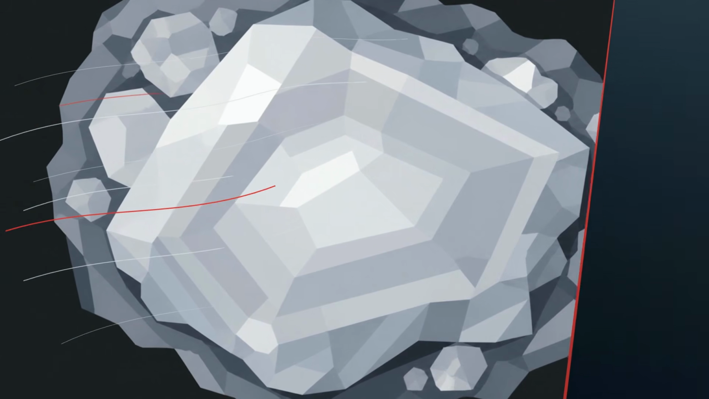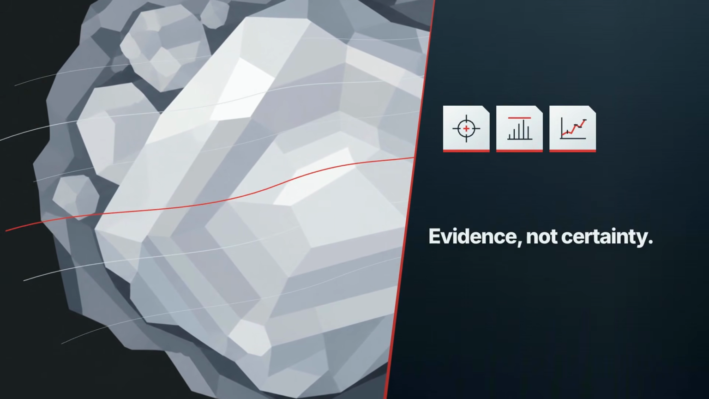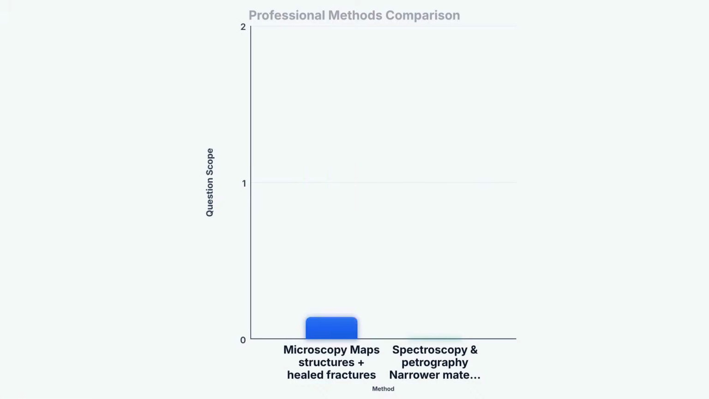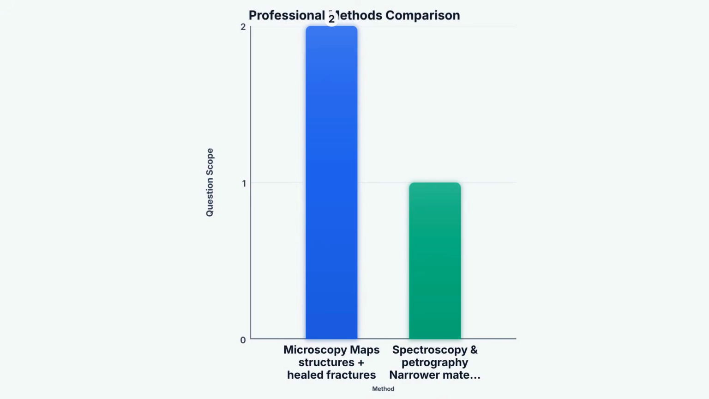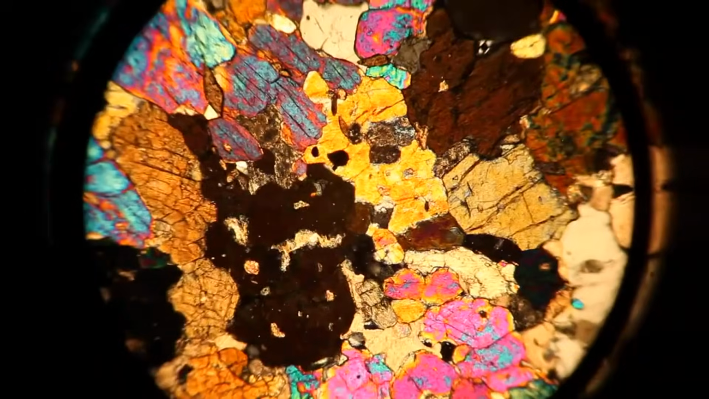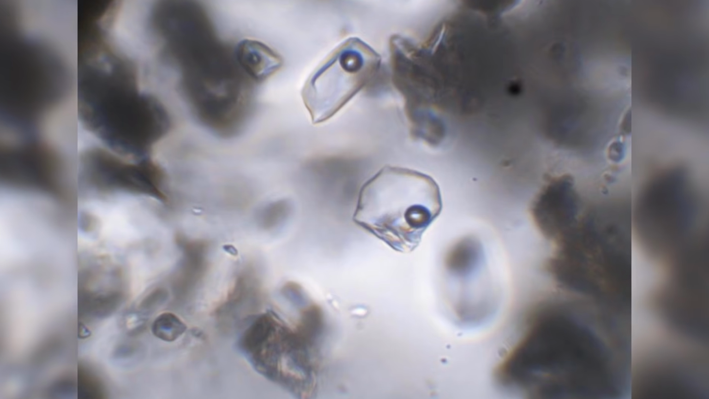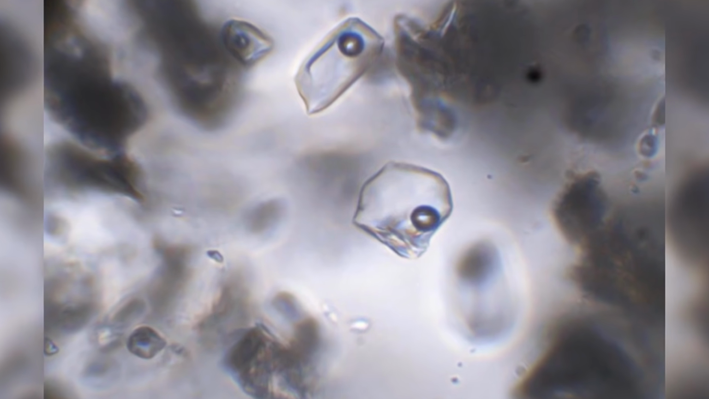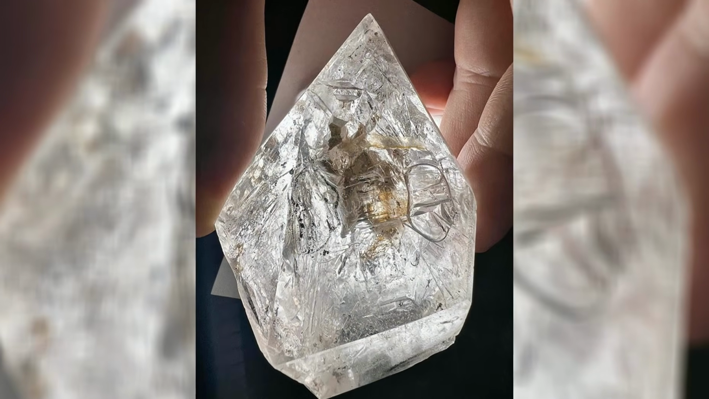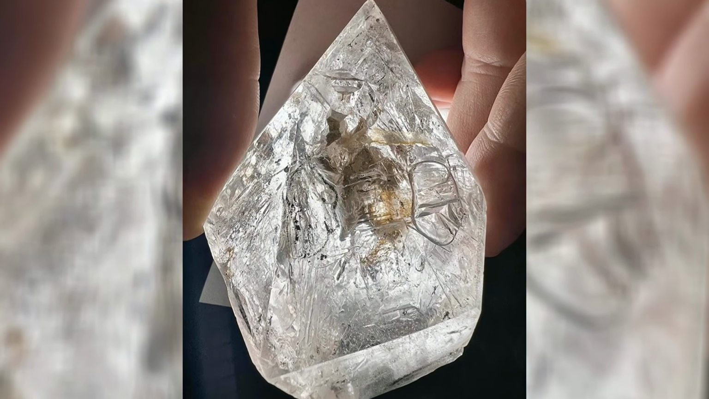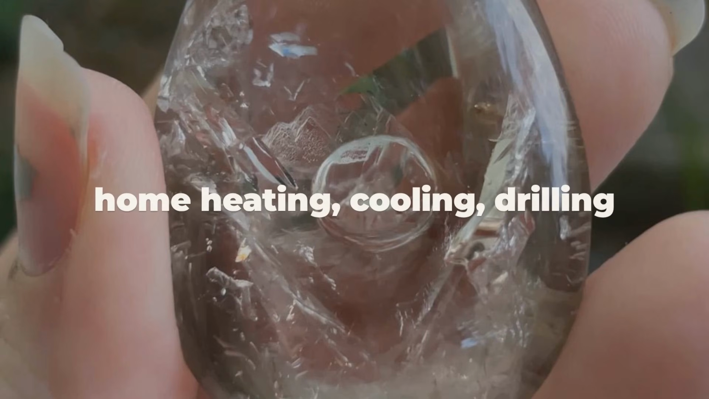A qualified gemologist or mineralogist can use microscopy to map growth structures, healed fractures, and cavity relationships more clearly than a hand loupe. Depending on the specimen and the question, spectroscopy, petrography, and controlled laboratory analysis may help identify the host, the material inside, or the conditions under which the inclusion formed. None of those methods guarantees a precise age, and none should be copied as a home heating, cooling, drilling, or chemical experiment.